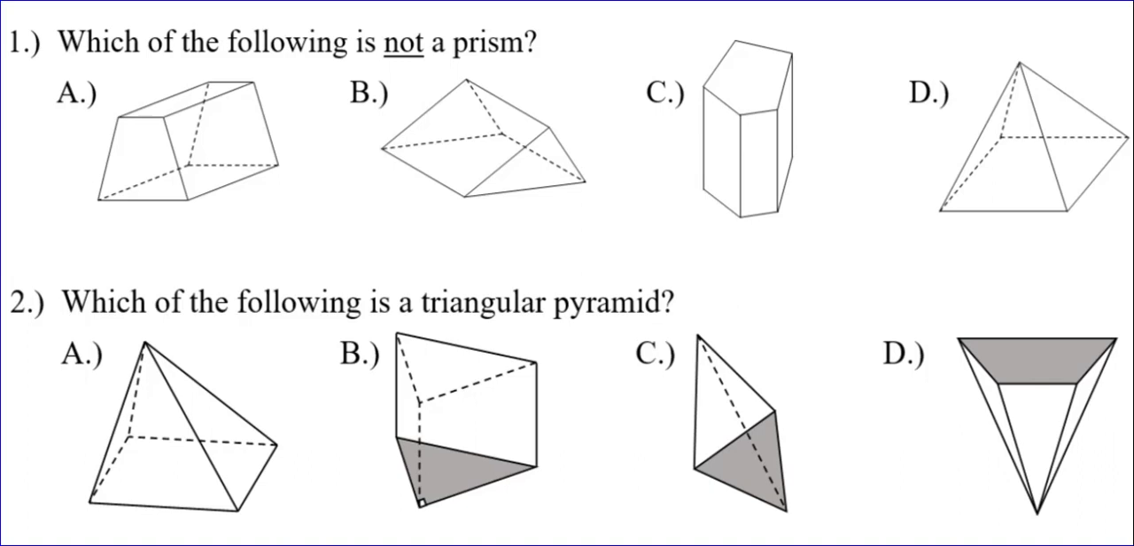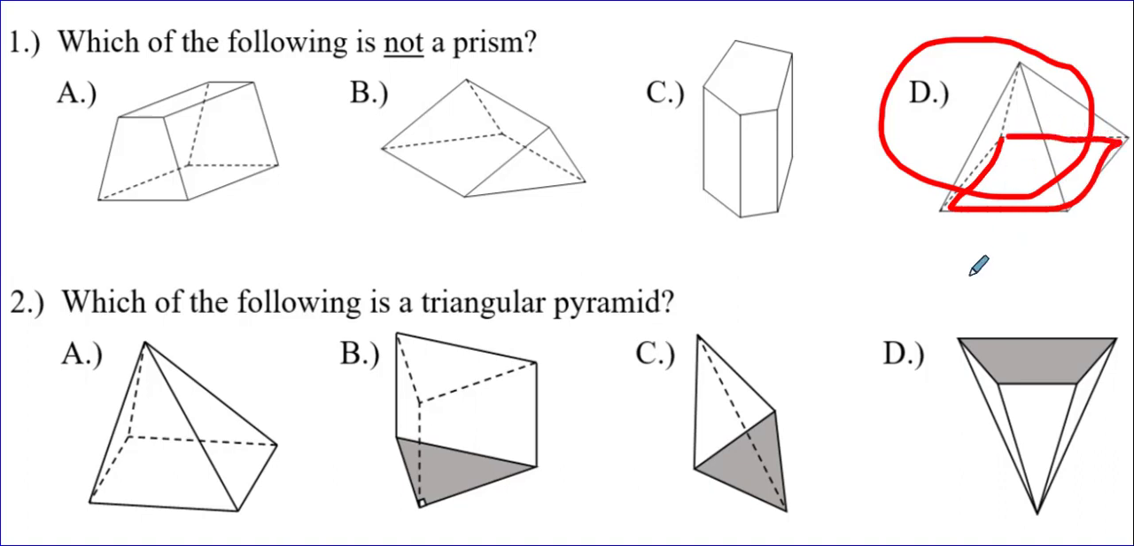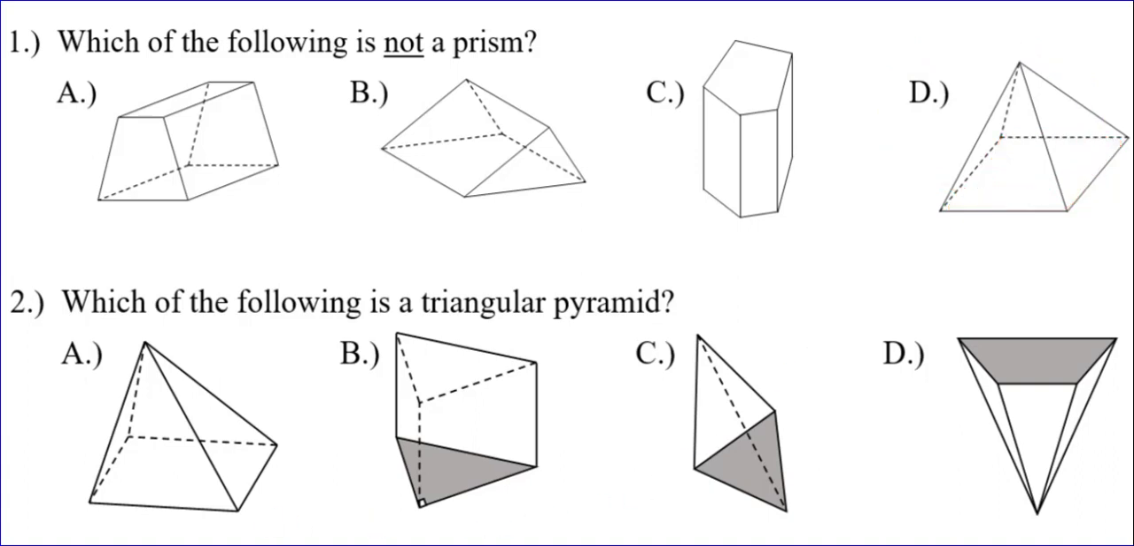Okay, I hope you already did number 1 and number 2 on your own. Number 1, which of the following is not a prism? Well, it is choice D, because choice D is actually a pyramid. We have the rectangular base at the bottom, and coming off of that rectangular base, we have 4 different triangles. So that's definitely a pyramid. It is not a prism, because a prism would have to have 2 parallel shapes that are congruent to each other, and that's not the case here on choice D.